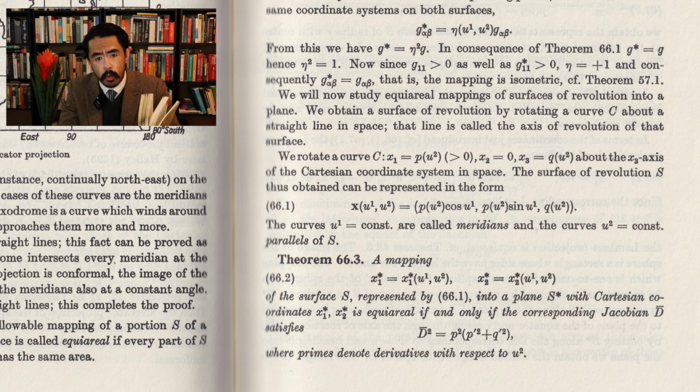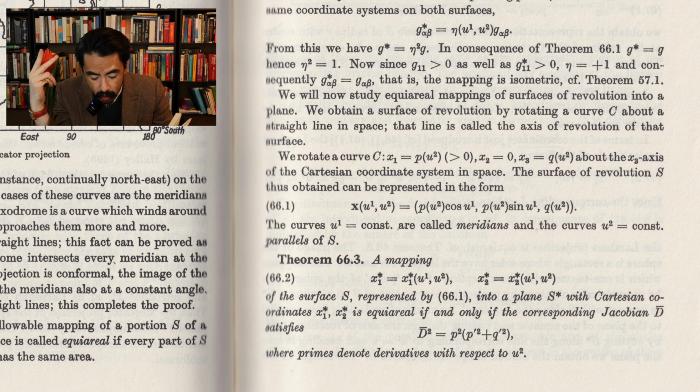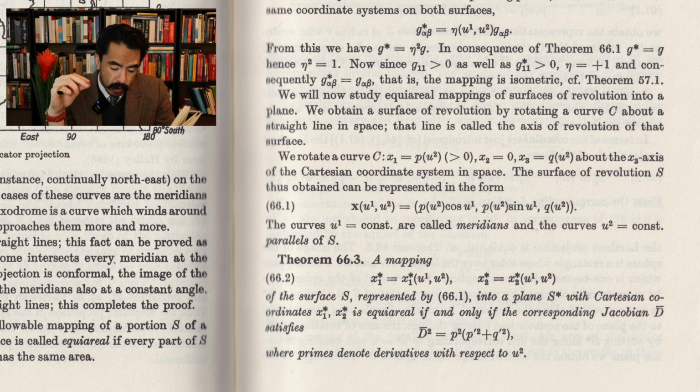Theorem 66.3. A mapping x1 star equal to a function x1 star in terms of u1 and u2, and x2 star equal to a function x2 star in terms of u1 and u2 of the surface S, represented by the previously given vector parametric form above for x, into a plane S star with Cartesian coordinates x1 star and x2 star is equiareal if and only if the corresponding Jacobian capital D over bar satisfies that capital D over bar squared is equal to p squared times the quantity p prime squared plus q prime squared, closed quantity, where here primes denote derivatives with respect to u2.